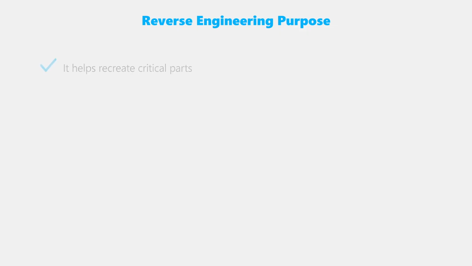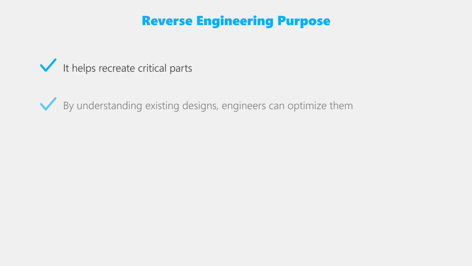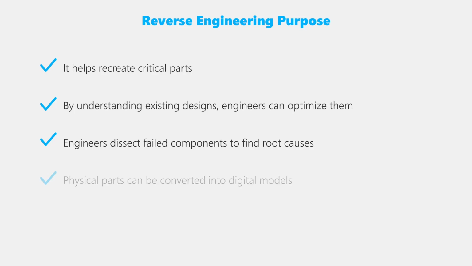Reverse engineering helps recreate critical parts when original documentation is missing or the manufacturer no longer exists. By understanding existing designs, engineers can optimize for weight, durability, cost, or performance. Engineers dissect failed components to find root causes and prevent future breakdowns. Physical parts can be converted into digital models for simulation, modification, or 3D printing.